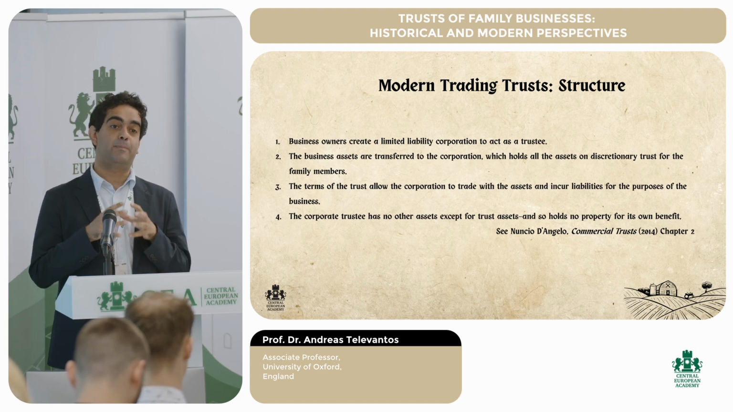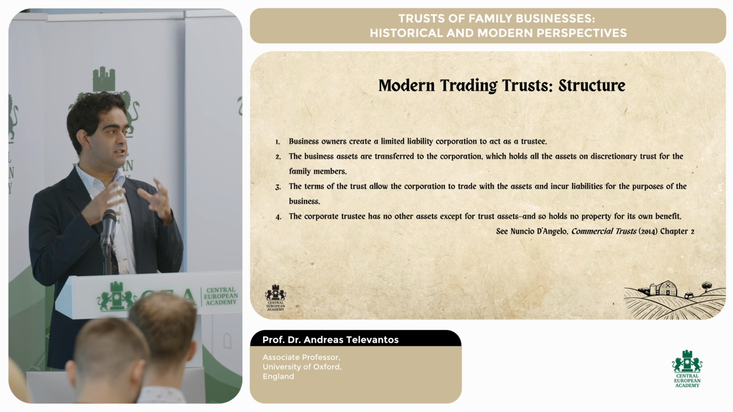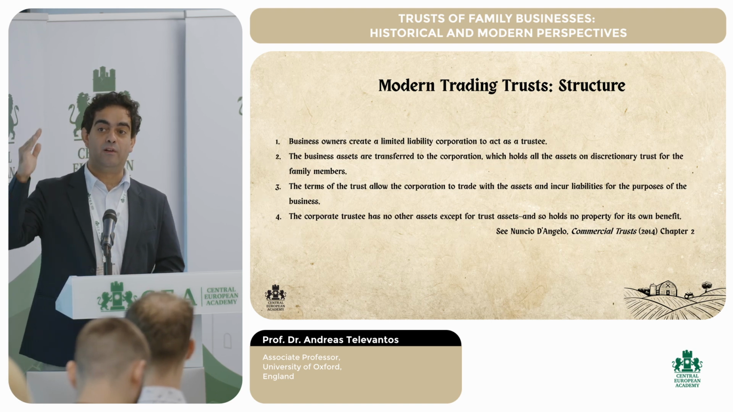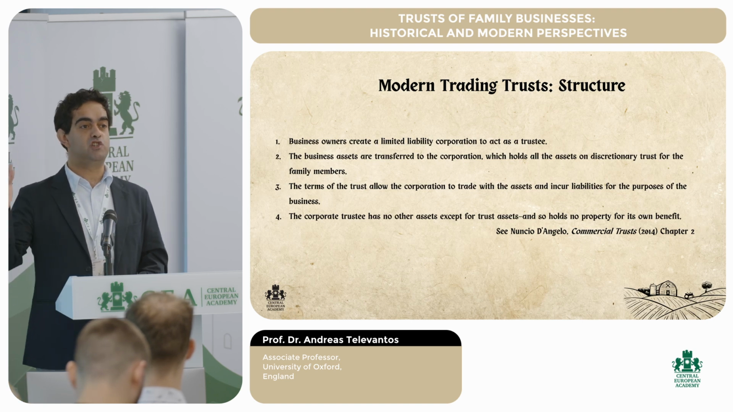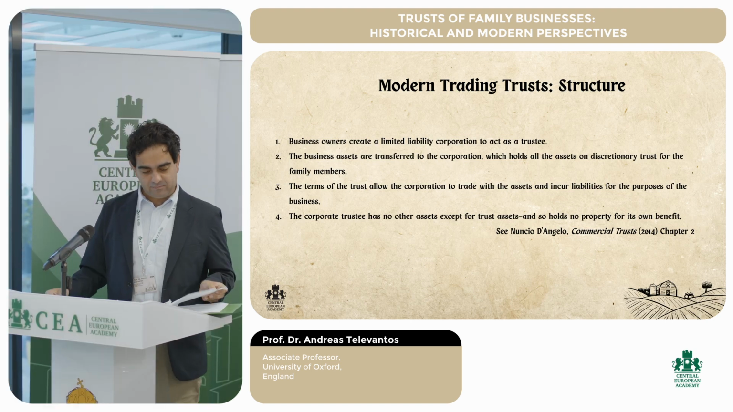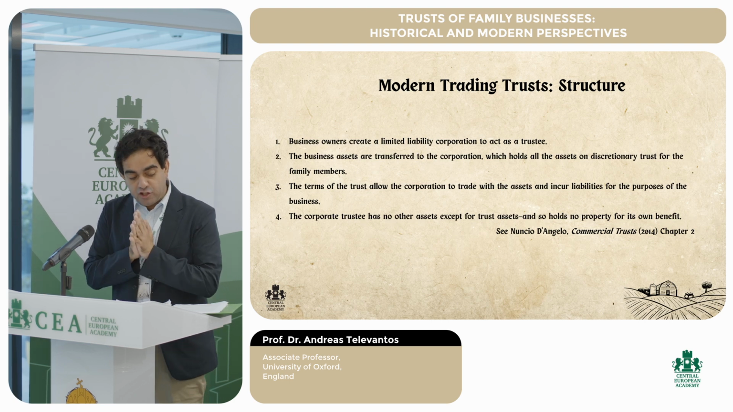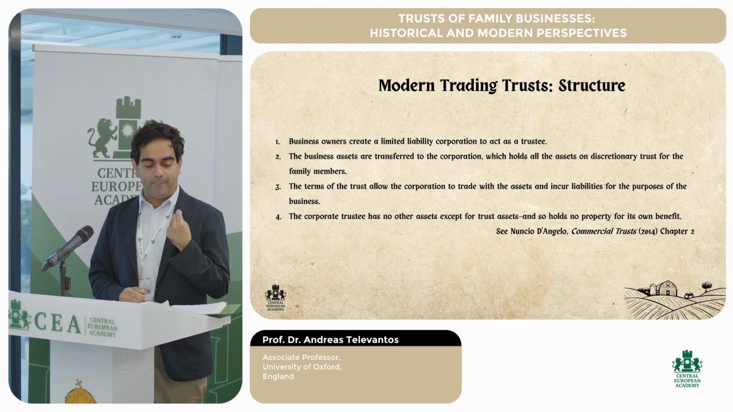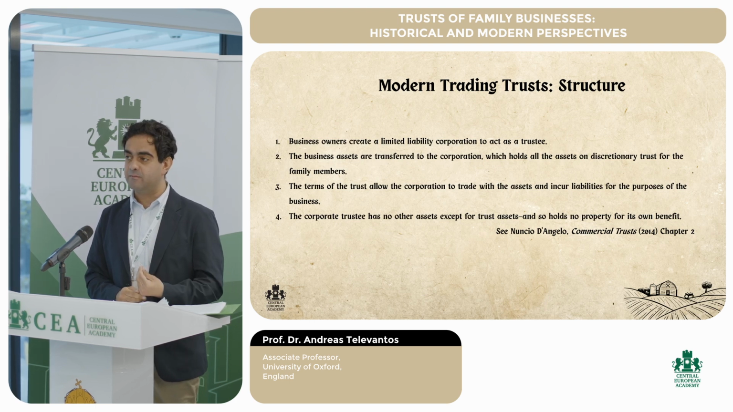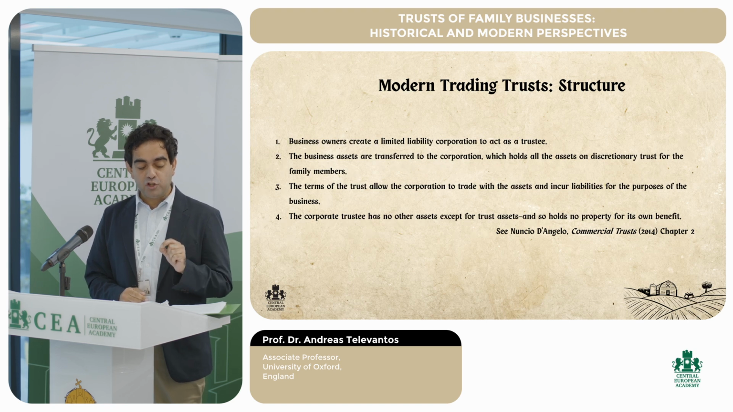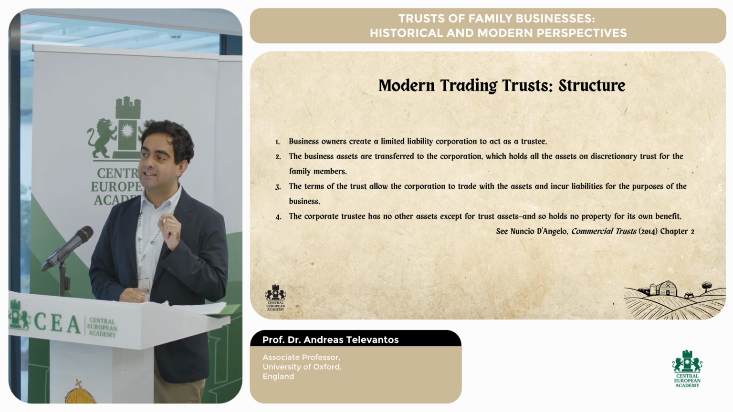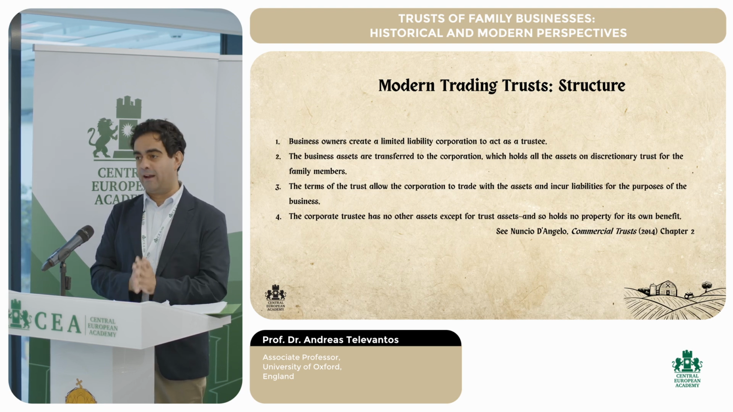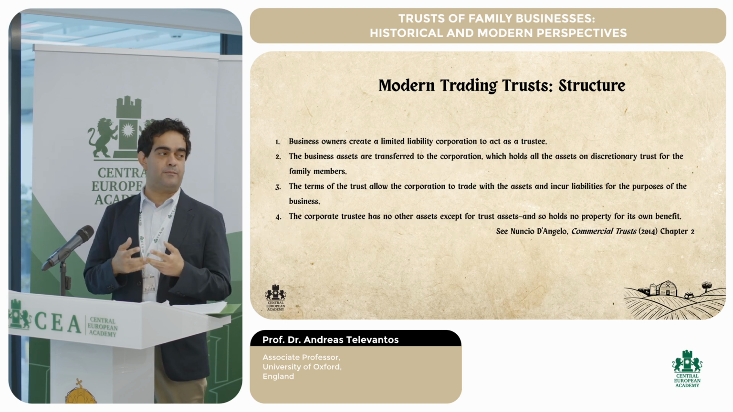That's important because despite the use of the corporate form here, it is the family members who are meant to profit from the business that beneficially own the assets of the business. The corporation just has the legal title to them. Thirdly, the terms of the trust allow the corporation to trade with the assets and incur liability for the purposes of the business. Finally, the corporate trustee has no other assets except for trust assets, and so holds no property for its own benefit. That's partly why these structures have been criticised.